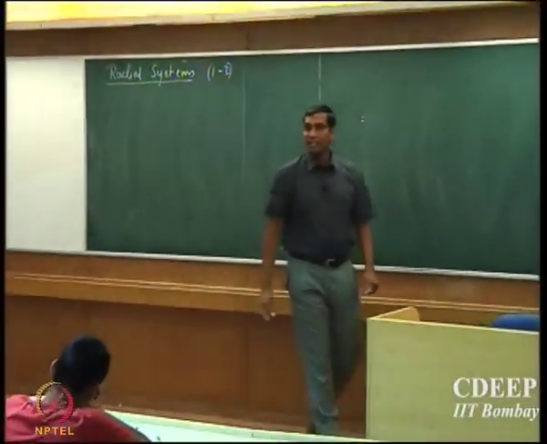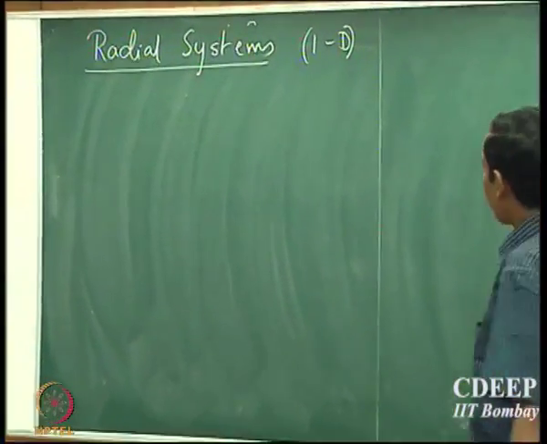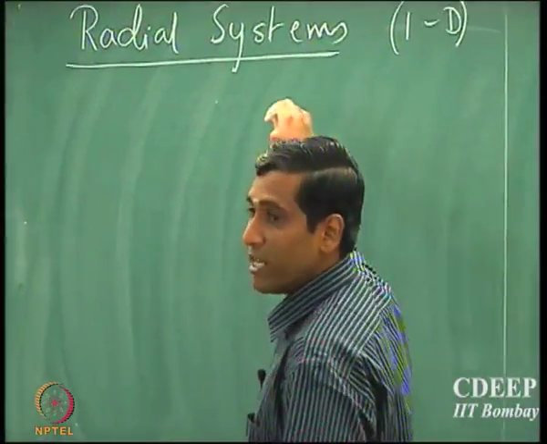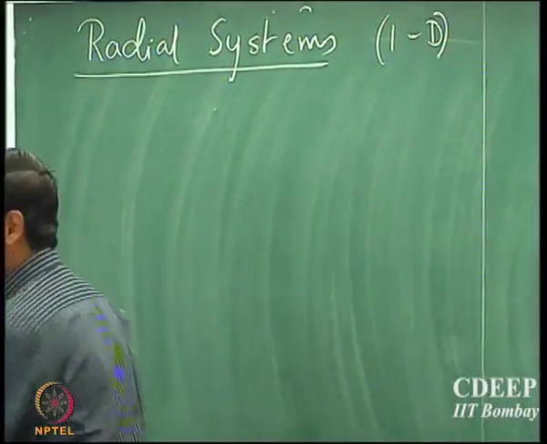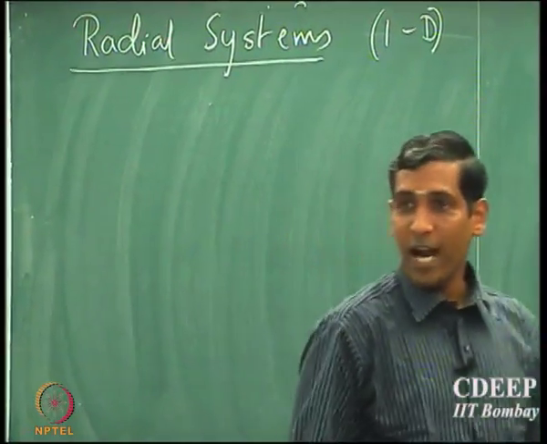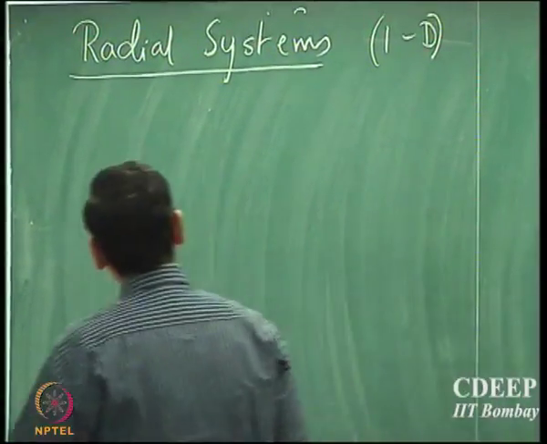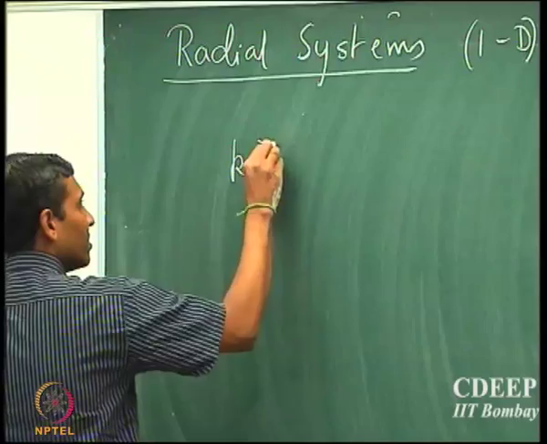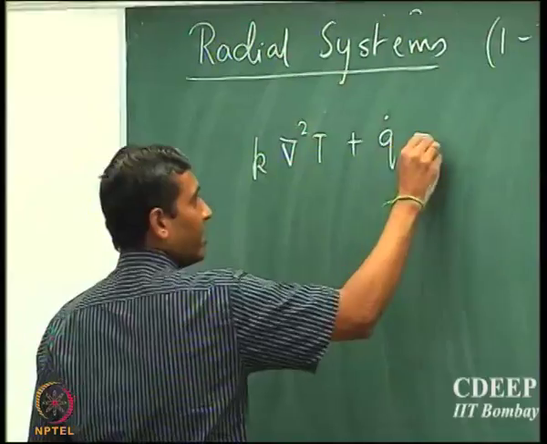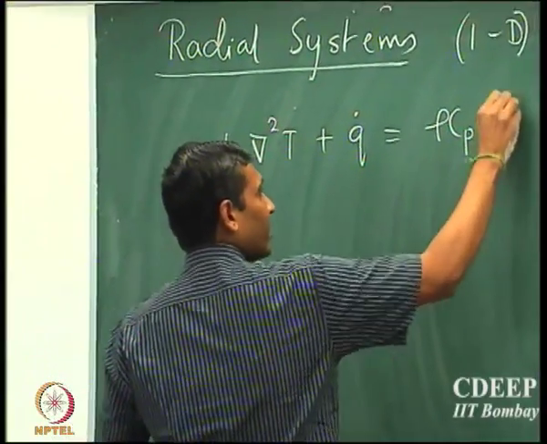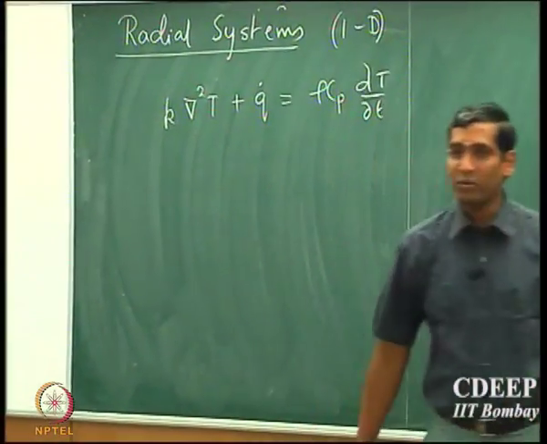So I would still look at the 1D system. We will look at 2D systems later, but let us look at the 1D system in radial coordinates. So the general equation, as we derived in the second lecture, is k into del square T plus q dot equal to rho Cp into partial derivative dT by dt, right.